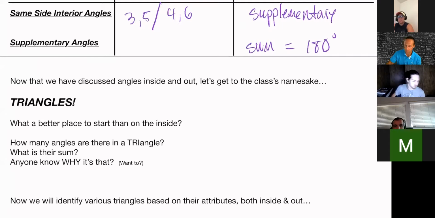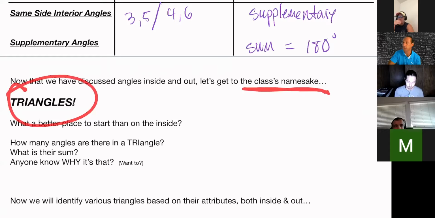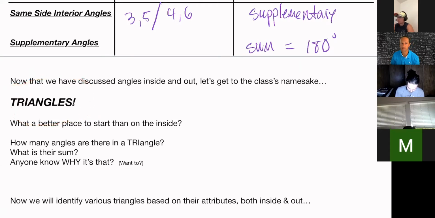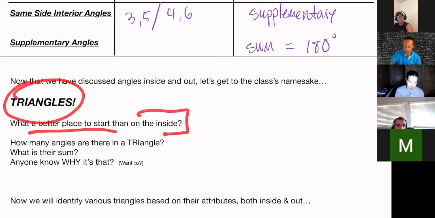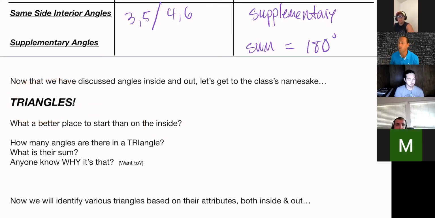On finally to the entire namesake of this course, trigonometry, the geometry of triangles. Okay. And what a better place, I say, to start with triangle measurements is on the inside. Remember, 1.1 was titled angles. And so how many angles are there in a triangle? Three. Good. Wasn't a trick question, everyone. It is literally stated in the name triangle, 3 angles.